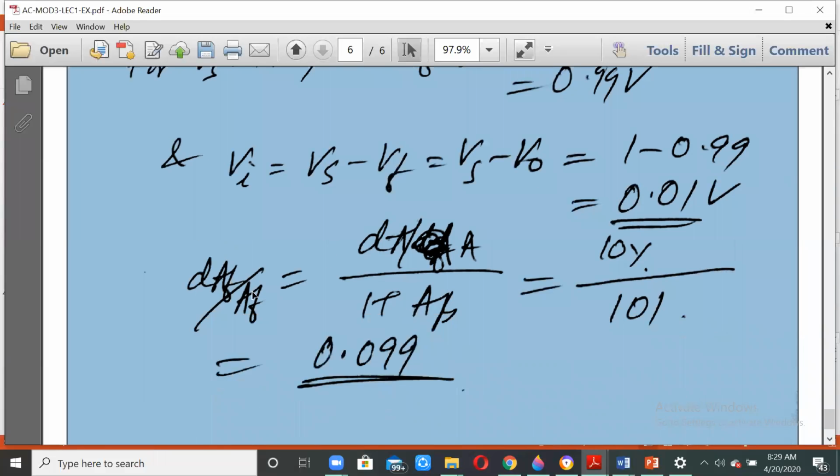Then the change in AF compared to the change in A is written with this formula, divided by 1 plus A beta, 10% divided by 101, that will give us the value 0.099 or just 0.1 approximately.